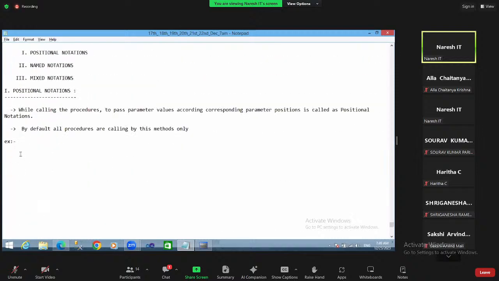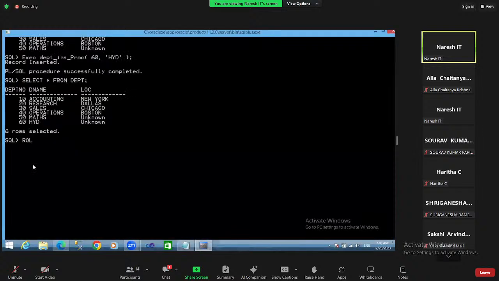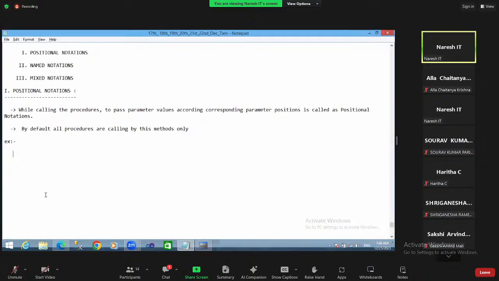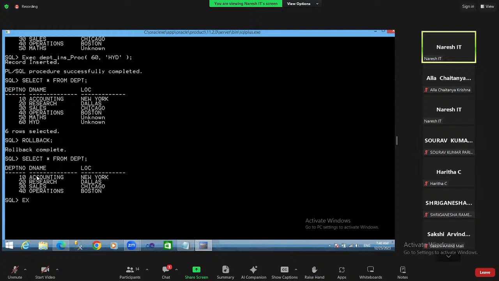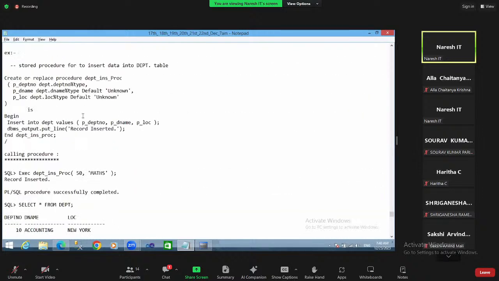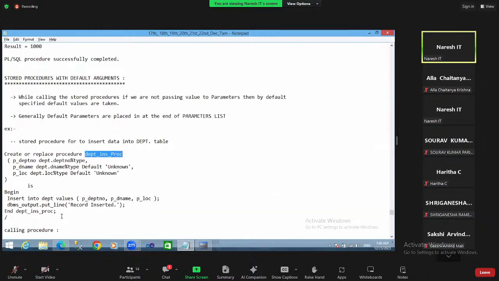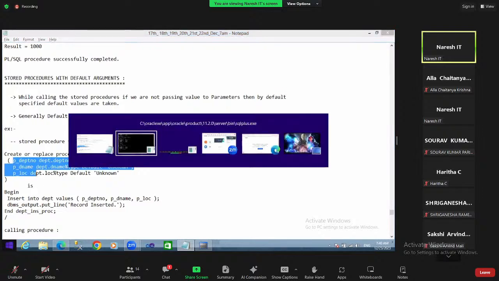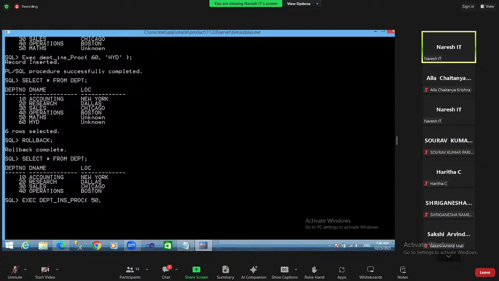See, example. I can do the rollback, guys. Rollback means your records come back. Okay. Now, the DEPT insert procedure. What is the procedure name? DEPT insert procedure, we have three parameters: department number, name, location. Yes, record inserted.